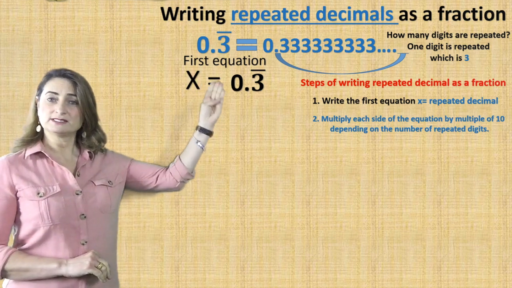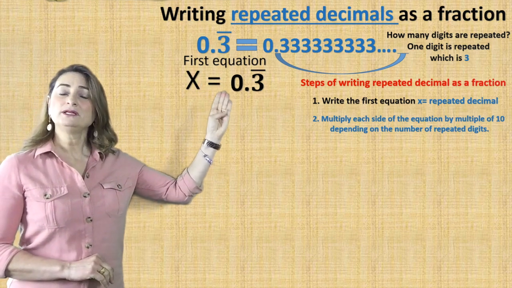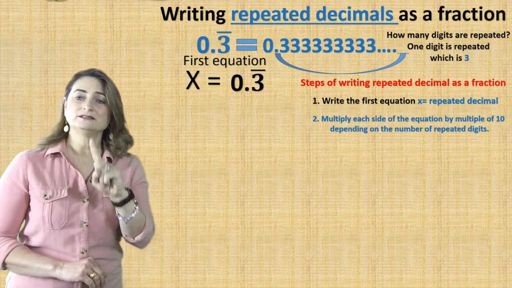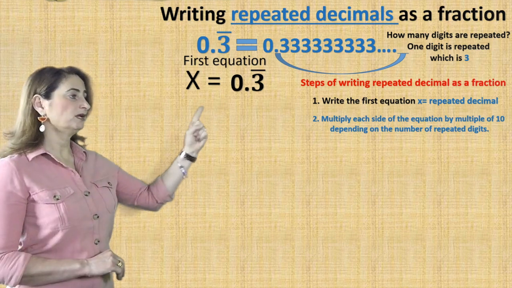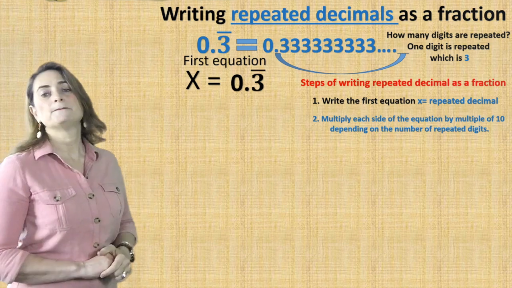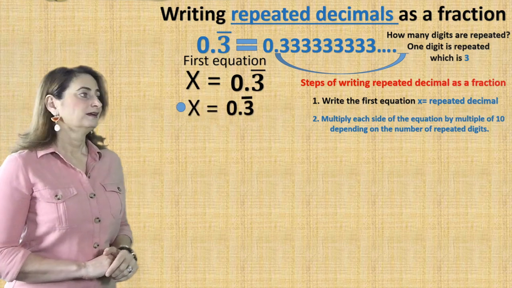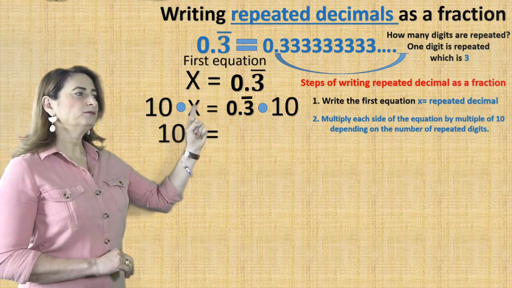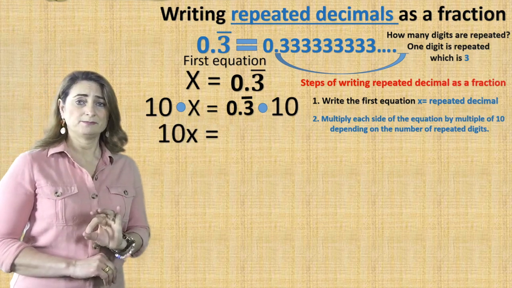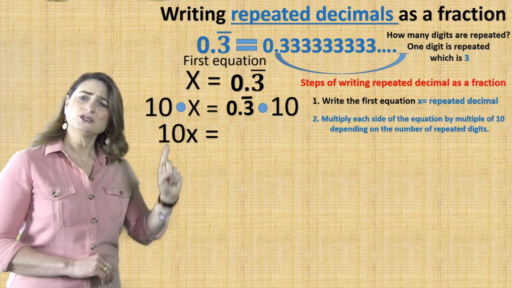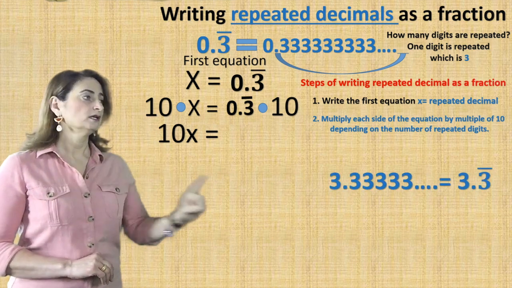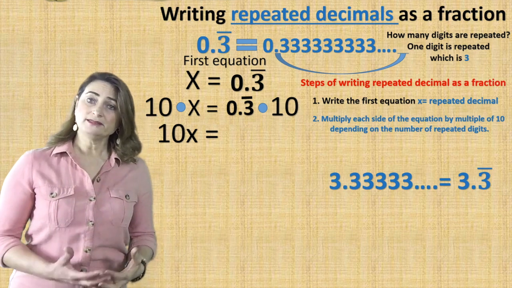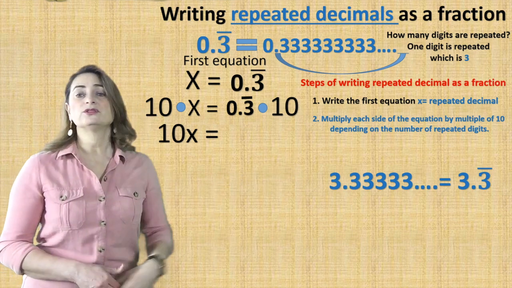So look at this example. How many digits are repeated? Only the 3. So you have only 1 digit repeated. Therefore, you multiply both sides by 10. Now 10 times x is 10x. And 0.3 repeated times 10, watch what happens. Since you're multiplying by 10, you move the decimal to the right only once. You end up with 3.33333. Another way to write this is 3.3 repeated.